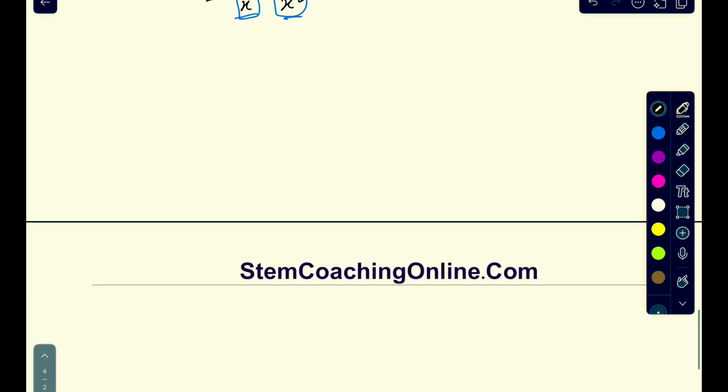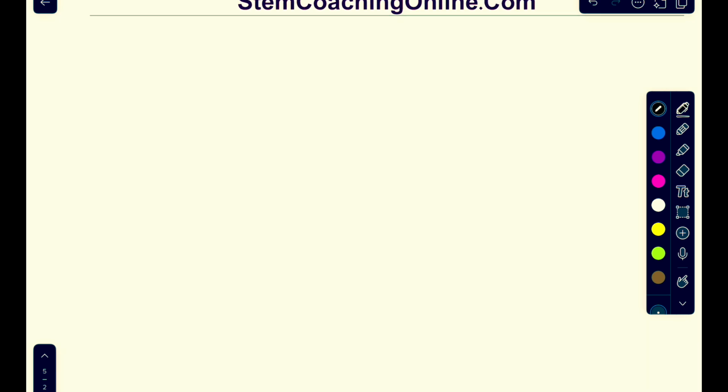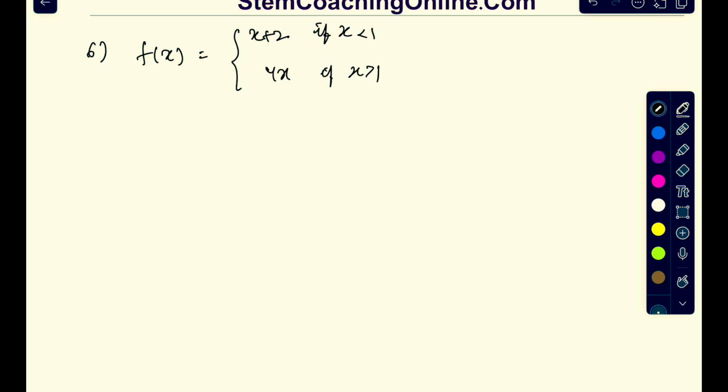Okay, how about a piecewise function? Let's say I have a function defined like this, and I'm pretty sure you all know piecewise functions. A piecewise function is a function where it has 2 different rules to calculate the function, based on the variable. So it says if x is less than 1, f of x equals x plus 2. And if x is greater than or equal to 1, it is 4x, right?